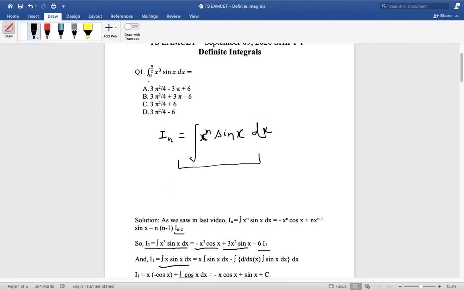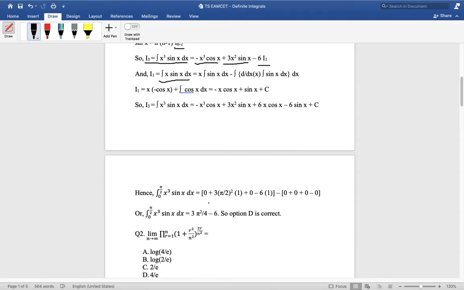Now the limits that are given to us are 0 to pi by 2. So I will put pi by 2 over here and minus 0 over here. So, x at pi by 2 is pi by 2 whole cube, but since it's multiplied with cos x and cos pi by 2 is 0, there it is 0, and sin pi by 2 is 1, so 3 into pi by 2 whole square will stay. Again cos pi by 2 is 0, so this term is 0. Minus 6 into sin x, sin pi by 2 is 1, so minus 6.